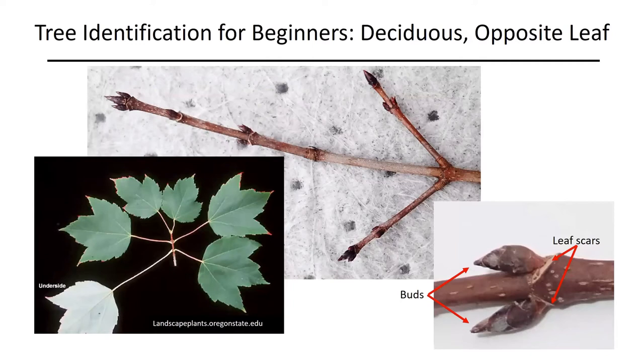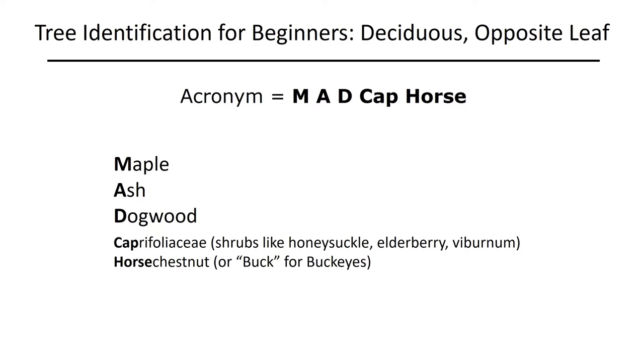So thanks, Julie. That was a great job addressing trees with alternate leaf arrangement. So now we're going to look at trees with opposite leaf arrangement. And here's some examples. As I mentioned before, the bottom right slide shows not only the buds arranged in opposite, but also the leaf scars left from last year's leaves. People who look at trees know there are relatively few species here in the Northeast that have opposite leaf arrangement, and they've developed some simple phrases to try to remember them.